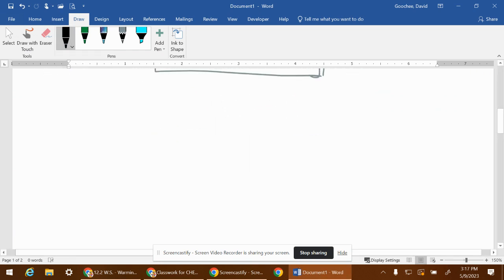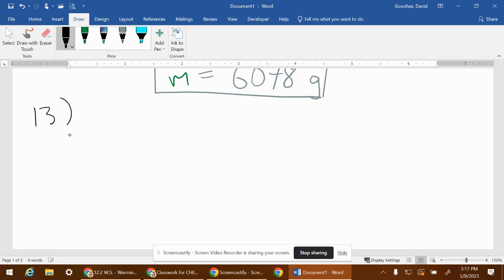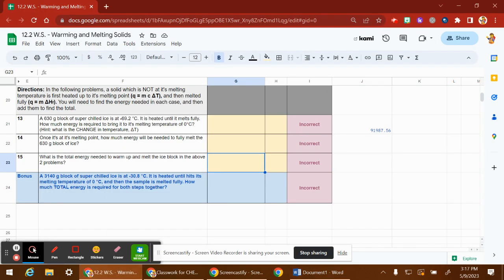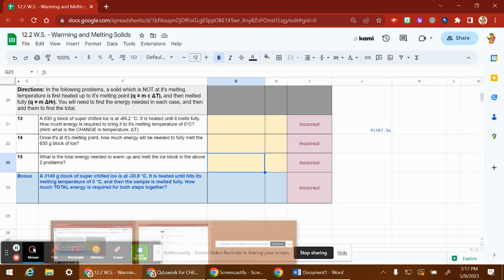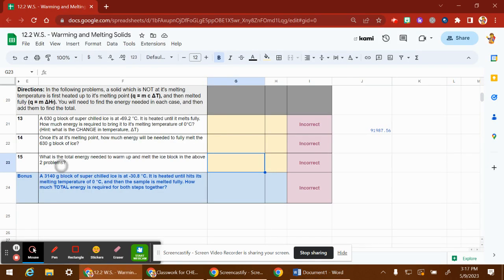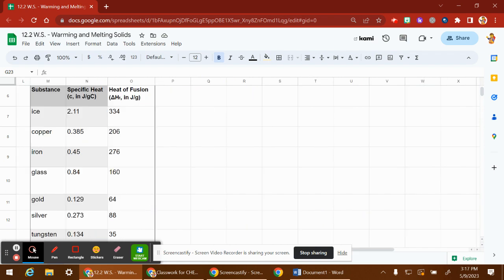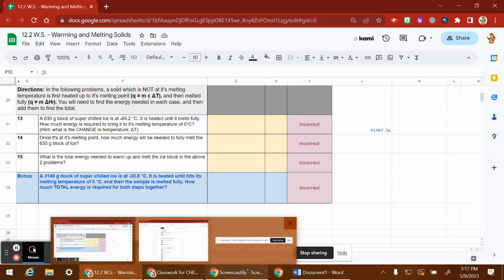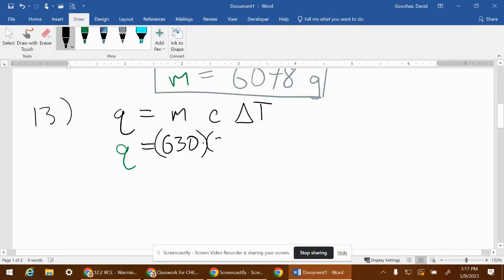So problem 13. All right, the energy needed to take a mass of ice and heat it up by a certain temperature. We're trying to find the energy, nothing complicated here. All right, the mass of the ice is 630 grams. All right. The specific heat of ice is 2.11 joules per gram degree Celsius.